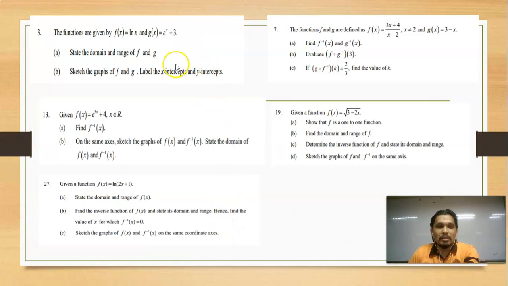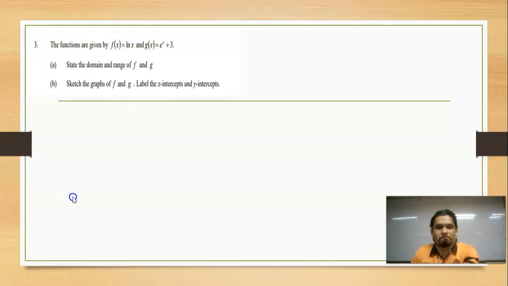So these are a few questions that I chose from the collection of past year. Please refer to your tutorial book, which is question 3, 7, 13, 19 and 27. Okay, let's take a look at the first one here. The functions given by f(x) equal to natural log of x and g(x) equal to e power of x plus 3. State the domain and range of f and g.